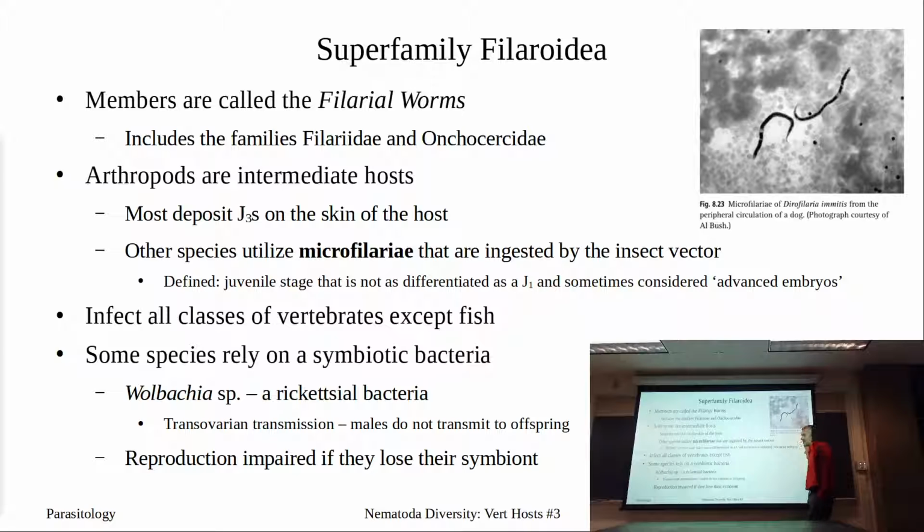How they get there is transovarian transmission. So the Wolbachia from the female worm is going to transmit them to her offspring. They don't pick them up from the environment. They get transmitted when they're born. Kind of an interesting part. All right, if they lose their symbiont, yeah, reproduction is going to be impaired. So it's important to know them.